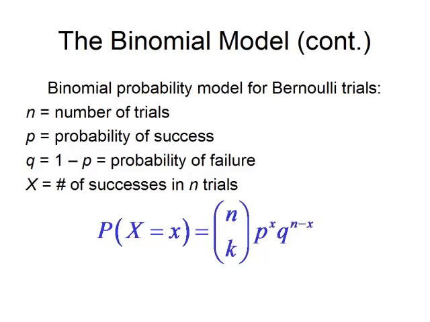We have n equals the number of trials, p equals the probability of success, q equals 1 minus p, which is the probability of failure, and x is the number of successes in n trials. So the probability that we get x number of successes in n trials is equal to the combination of n choose x times p to the x power times q to the n minus x power. Now for the mean, it is equal to n times p, and the standard deviation is equal to the square root of npq.